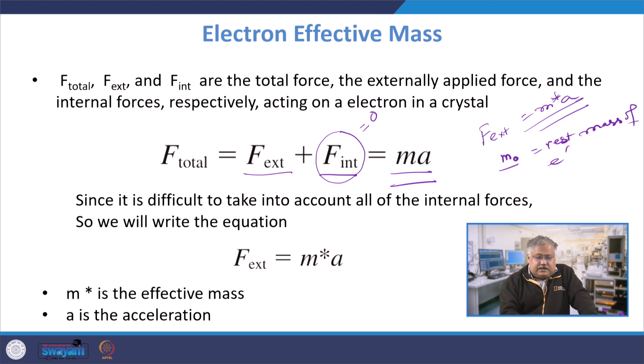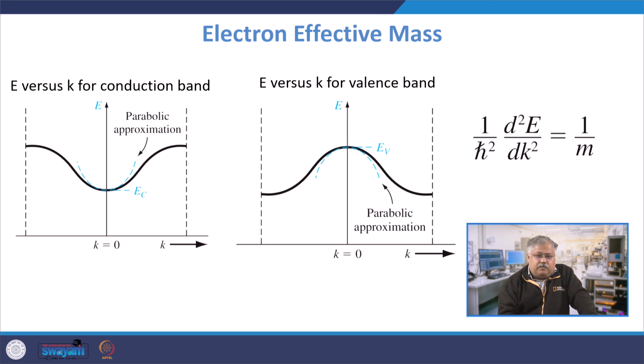So this is the concept of effective electron mass. Let's now look at it from the point of view of an EK diagram. Now I will again not solve it here for all practical purposes, but you see it is given by 1 by h cut square into d2E dk2 equals to 1 by m star.